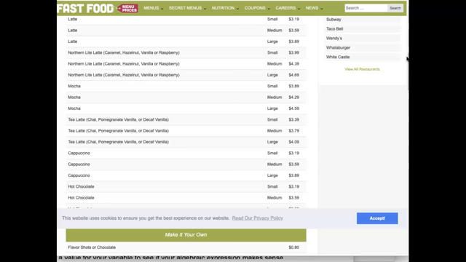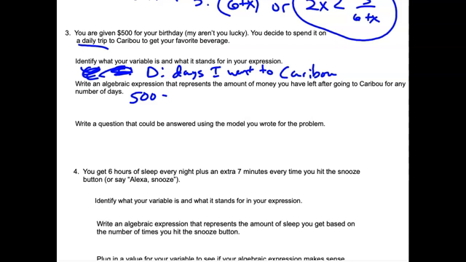Alright, I don't want to get too crazy here. Let's say my favorite drink is a medium mocha for $4.29. So I'm going to lose $4.29 every day. Well, kind of. It's actually going to be more, right? Because I believe coffee is taxed. So you'd have to figure out what that price is. I'm not going to get into that, but we can figure it out.